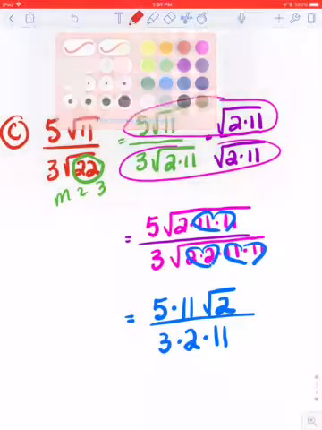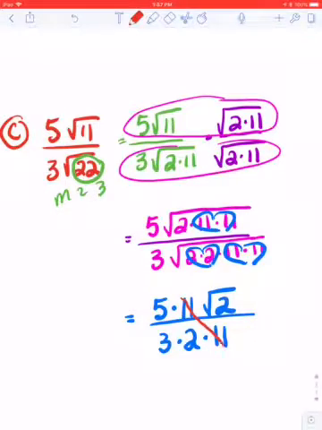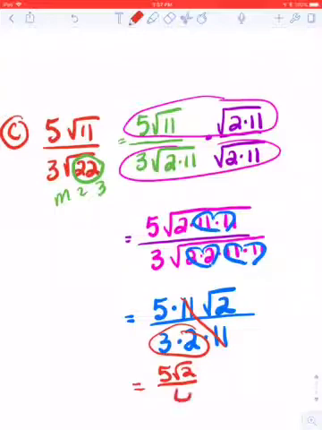Now the only thing that I might talk about is that these 11s are both whole numbers and could cancel. So if I look at what's left over, on the top I have 5 square root of 2. On the bottom I just have 3 times 2, which is going to be 6. And that's going to be my final answer.